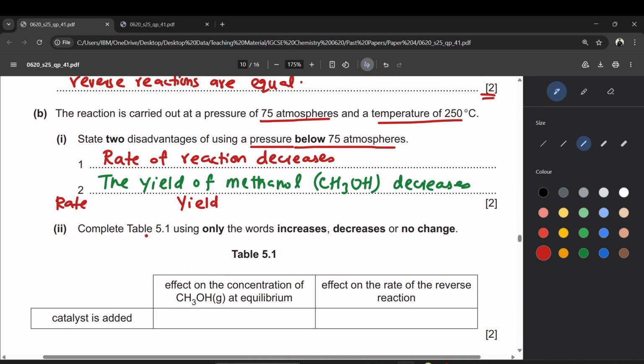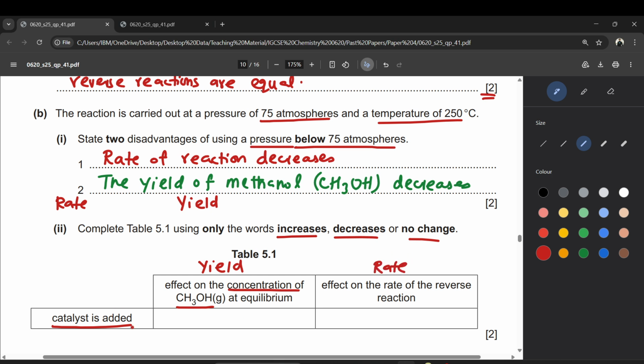Part 2 is complete table 5.1 using only the words increases, decreases, or no change. So if a catalyst is added, what is the effect on the concentration of CH3OH, that is methanol, at equilibrium? Basically it is asking that if I add catalyst, what is the effect on yield? And if I add catalyst, what is the effect on rate?